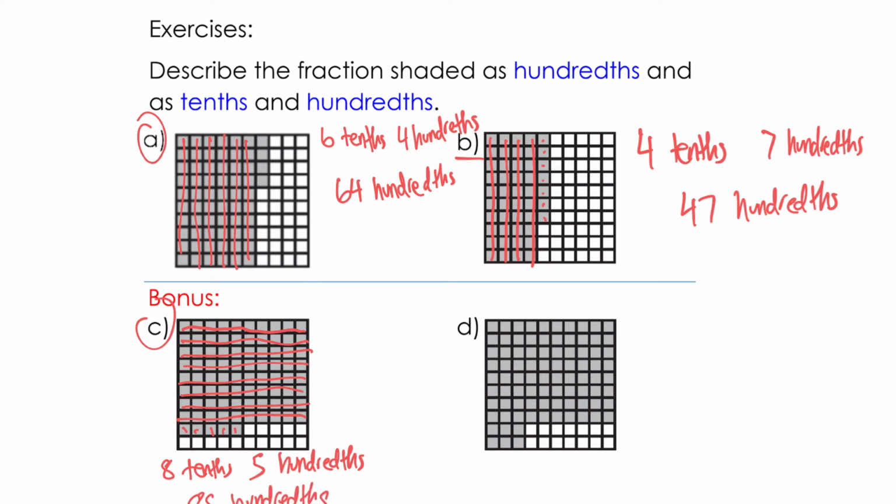Okay. And on D, D's looking a little weird, so let's go through this. 2, 3, 4, 5, 6, 7, 8. 8 tenths again. And how many hundredths do we have here? 1, 2, 3, 4, 5, 6. 6 hundredths. Which gives us a total of 86 hundredths.